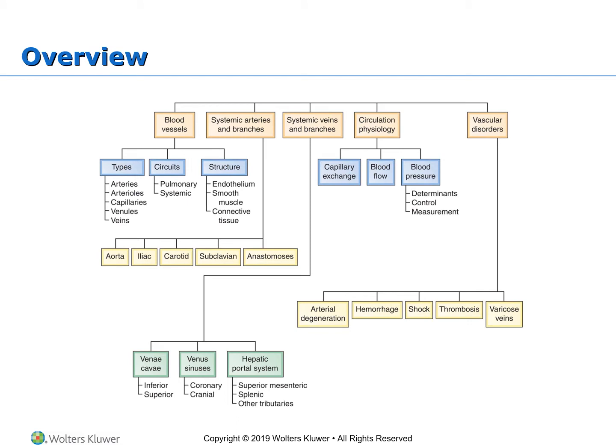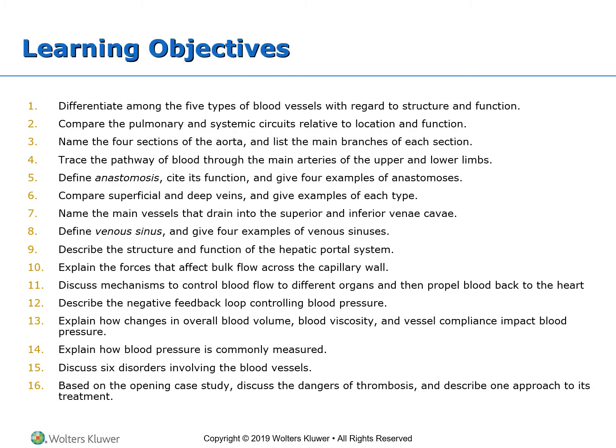This is an overview of today's lecture. We'll cover blood vessels in terms of types. We'll describe the circuits and the structure of the blood vessels. We'll present the systemic arteries and the branches. We'll describe the systemic veins and their branches. We'll discuss circulation physiology in terms of capillary exchange, elements related to the blood flow and blood pressure. And we'll discuss vascular disorders. Please stop the presentation and take a moment to review the learning objectives for this presentation.